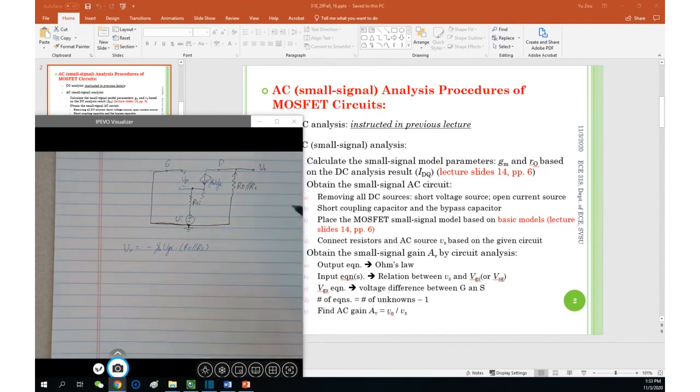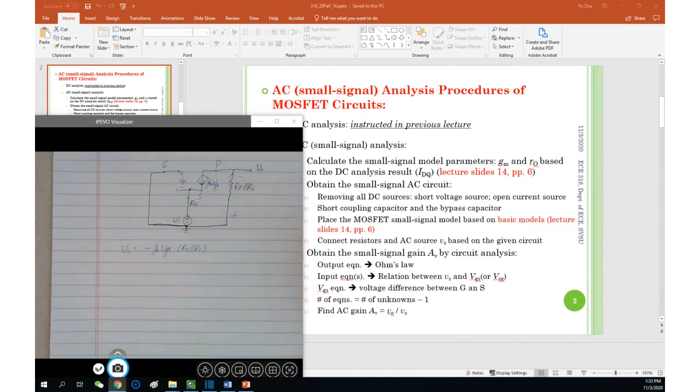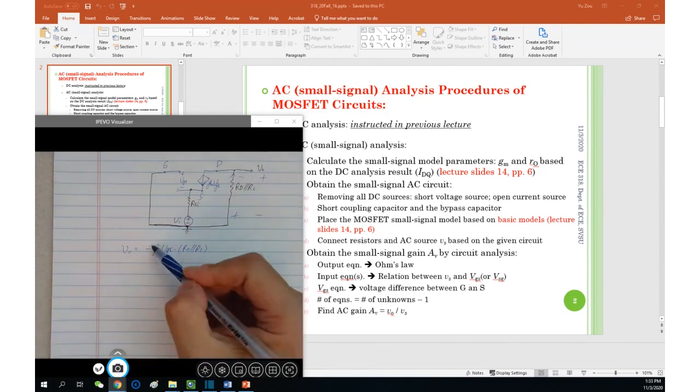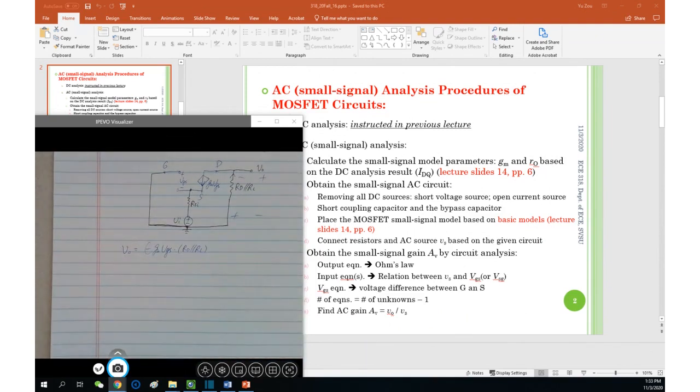Upward, introducing voltage with such polarity. So this polarity is opposite to the polarity of V naught. So you need to have a negative sign in front. Right? This is the output equation.